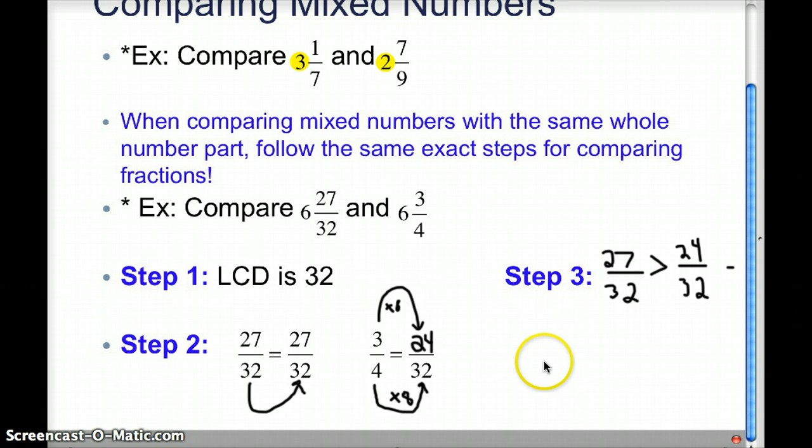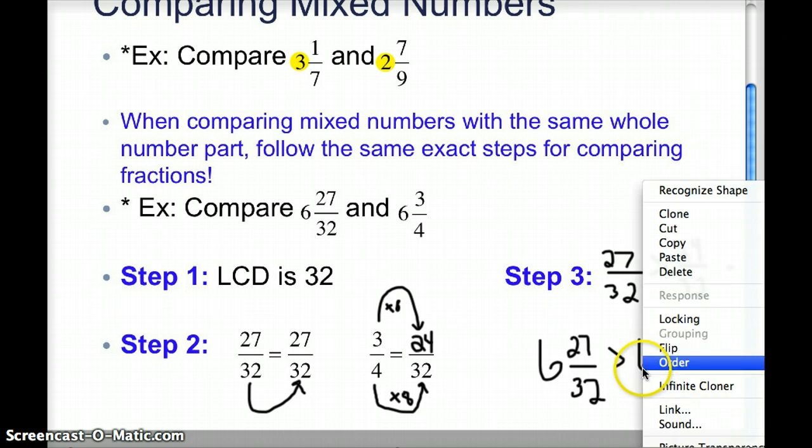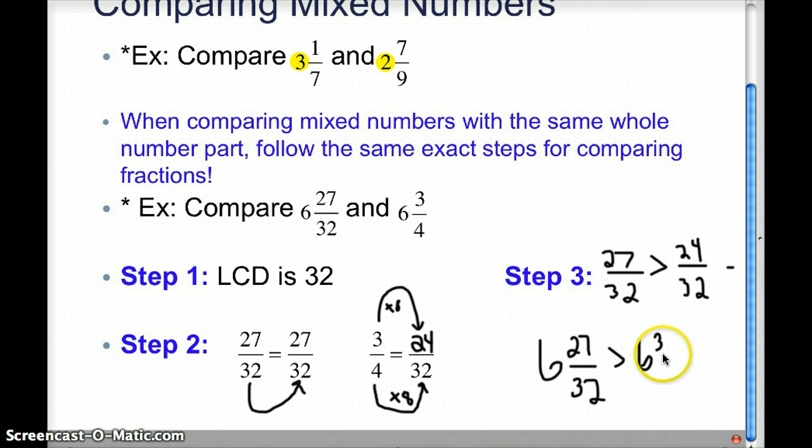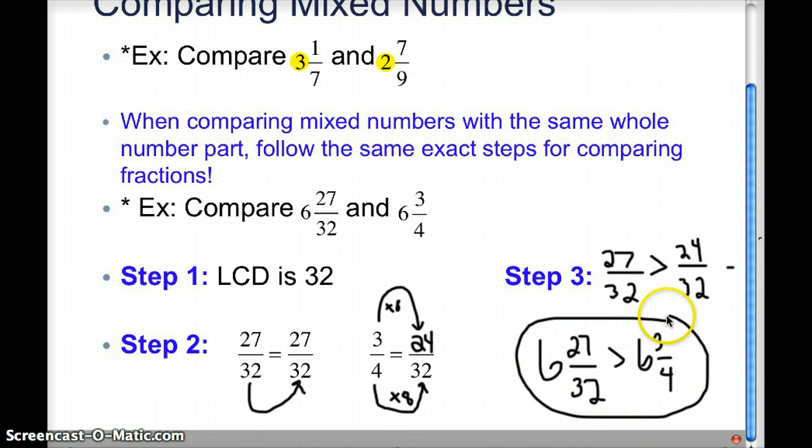27/32 goes with 6 and 27/32, so that one just stays exactly the same. And that is greater than 24/32, which was an equivalent fraction to 3/4. And don't forget your whole number, so 6 and 3/4. That is our final answer. How'd you do on that one?